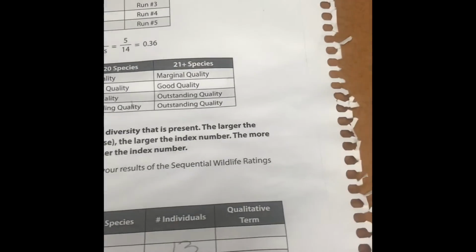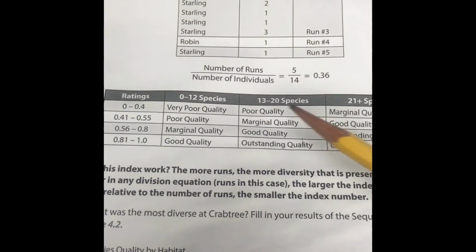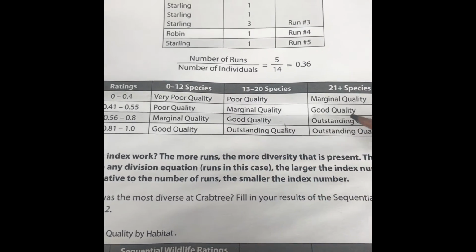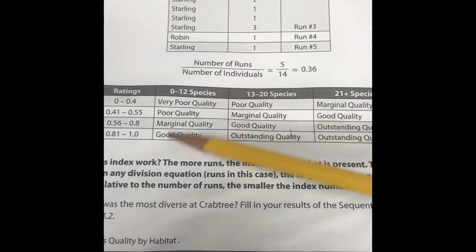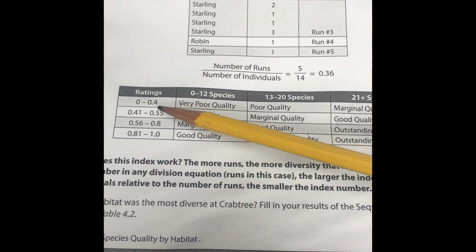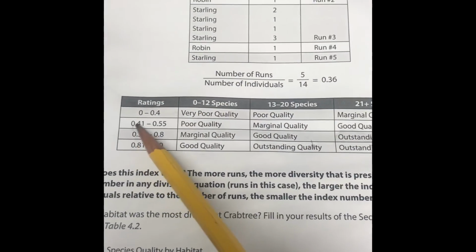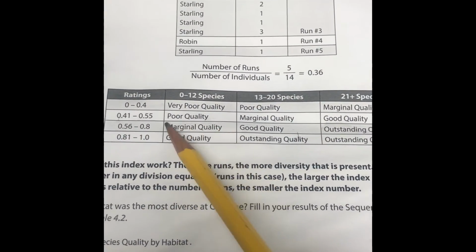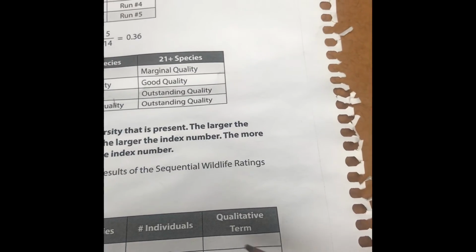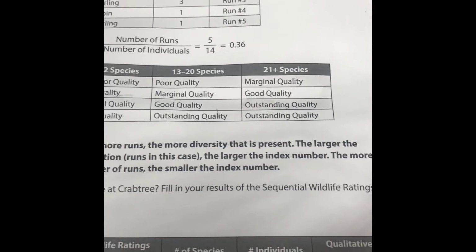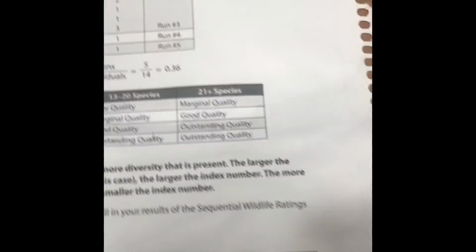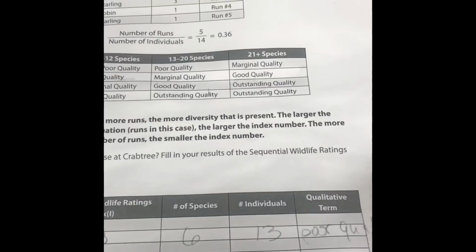And last but not least, it's asking for this qualitative term. I go to this table right here. I find the number of species that I had, which I had 6, so I'm in this particular column. And then I look at my wildlife rating, which was a 0.53. So 0.53 puts me right here, and my qualitative term is poor quality. So then I would write down right here next to this poor quality. And, oops. Well, I didn't do that very well. But in any case, that's it.